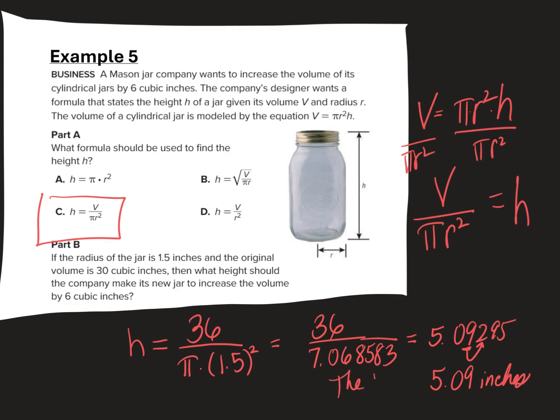The height should be 5.09 inches, or 5 9/100 inches, to increase the volume by 6 cubic inches. And I can't really see that, so hopefully you all can tell. You should write 6 cubic inches. I guess I could put it here. I don't know if you'll be able to see it all. Cubic inches.